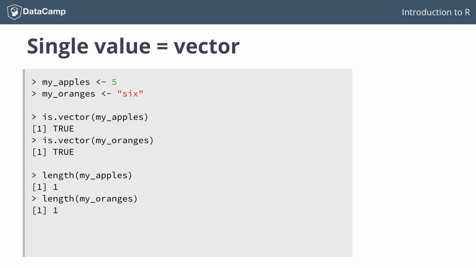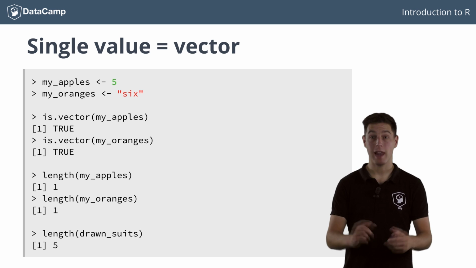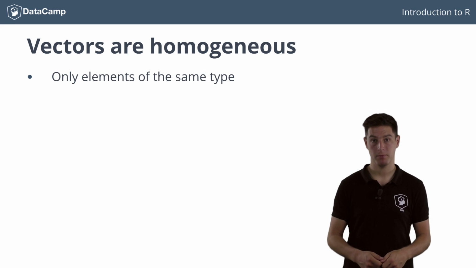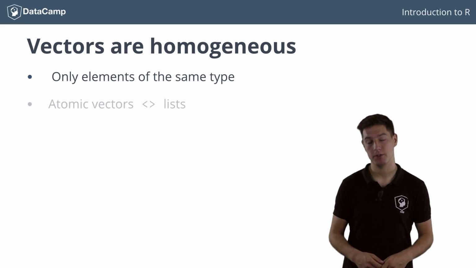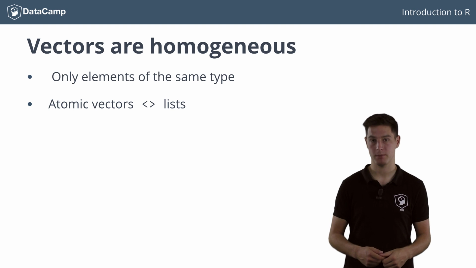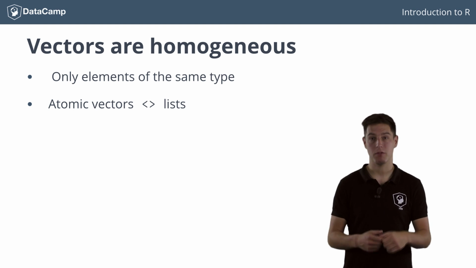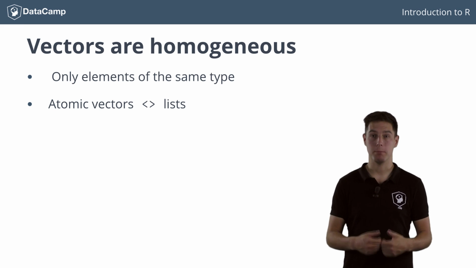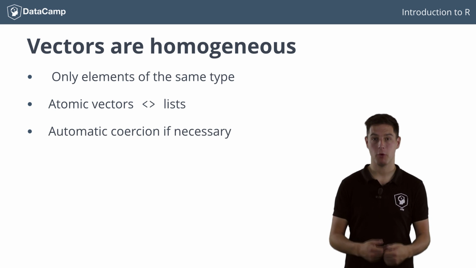This contrasts with the other vectors we've created in this video. The drawn_suits vector, for example, has length 5. The last important thing is that in R, a vector can only hold elements of the same type. They're also often called atomic vectors to differentiate them from lists, another data structure which can hold elements of different types. This means that you cannot have a vector that contains both logicals and numerics, for example. If you do try to build such a vector, R automatically performs coercion to make sure that you end up with a vector that contains elements of the same type.